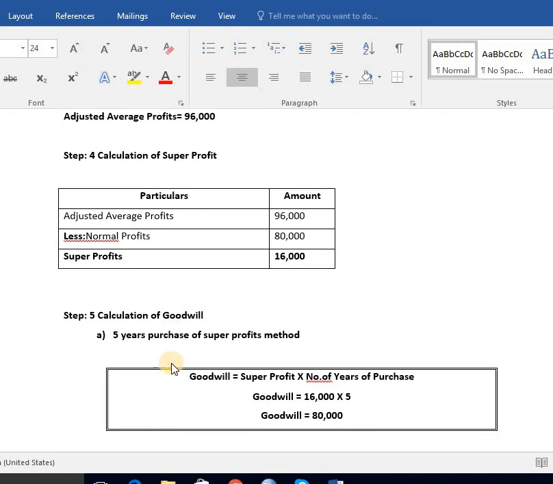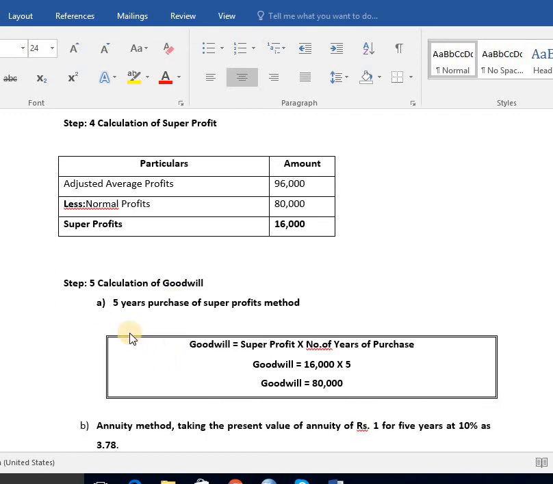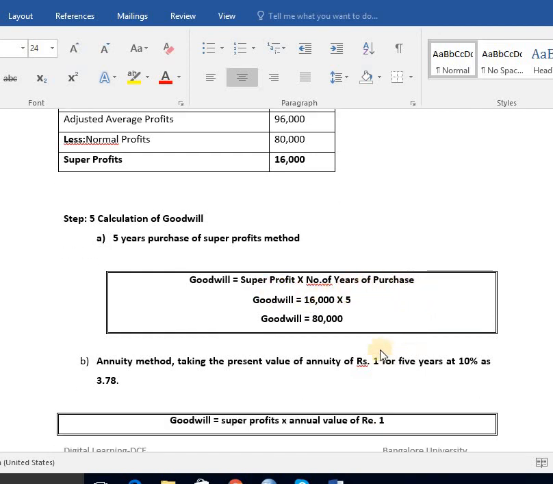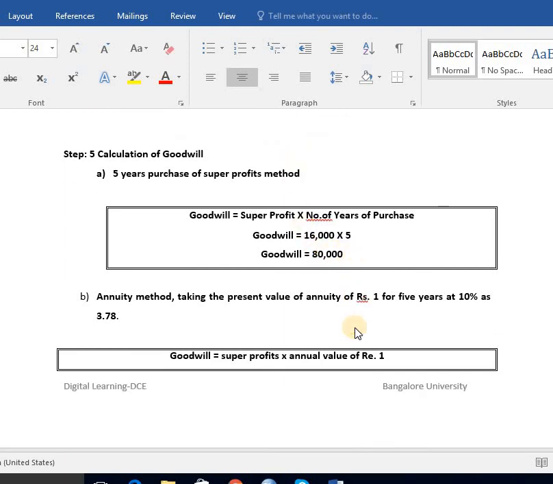Calculation of goodwill. A, under super profit method, 5 years purchase of super profit. Goodwill is equal to super profit into number of years of purchase. Goodwill is equal to super profit, which is what? 16,000. Computed already here: 96,000 minus 80,000. 96,000 is your adjusted average profit. 80,000 is your normal profit. 96,000 minus 80,000 is 16,000. 16,000 into 5 is 80,000. Goodwill is 80,000.